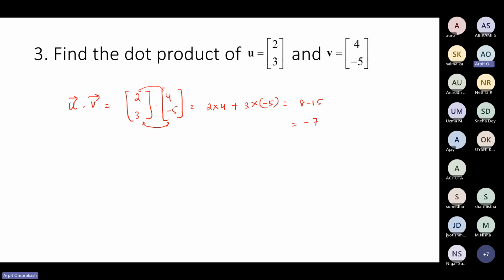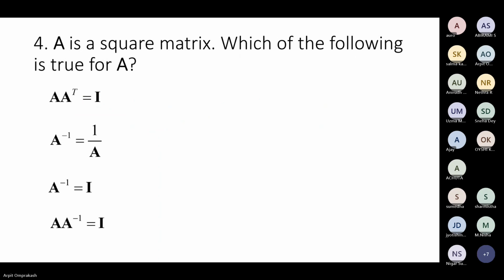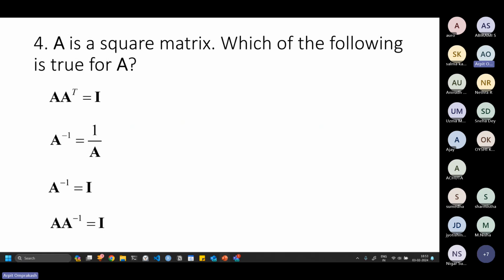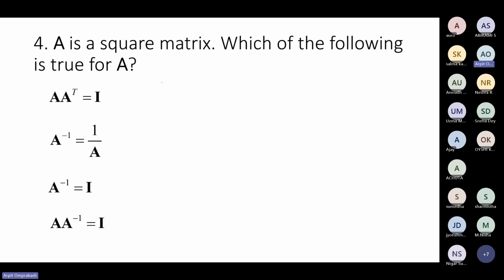Okay. A is a square matrix. Which of the following is true for A? A into A transpose is identity. This might or might not be true, but in most cases, this won't be true, because A into the inverse of A will be the identity, not A into the transpose of A.